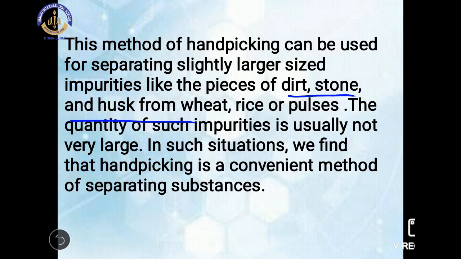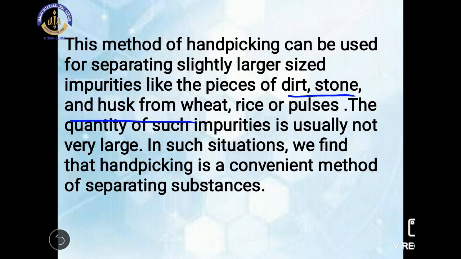If we purchase 1 kg of wheat or rice, in that packet of 1 kg wheat, it may have impurities like dirt, stone or husk. So we will pick out those impurities by our hand. The quantity of those impurities is small. Its quantity is smaller than the grain which we purchase. In such a situation, we find that hand picking is a convenient method of separating substances.